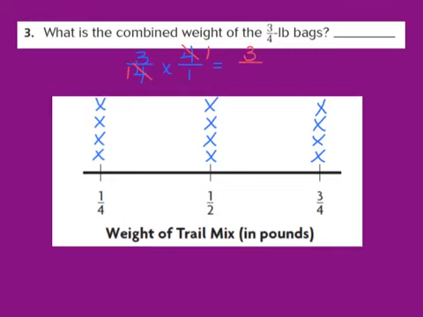So 3 becomes the numerator. And now I have 1 times 1, which is going to give me 1. So 1 is my denominator. And if I have 3 over 1, I know that my answer turns out to be the whole number 3. So what that tells me is, when it asks for the combined weight of the 3/4 pound bags, I know that my answer turns out to be 3 pounds. So we'll go ahead and write that down, and we now have our answer using our line plot.